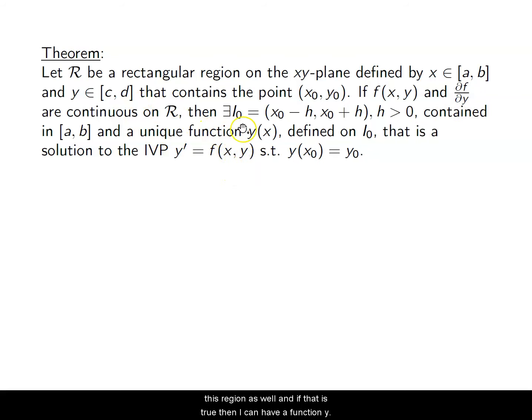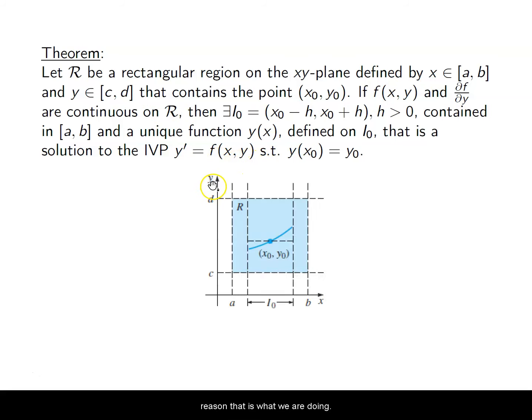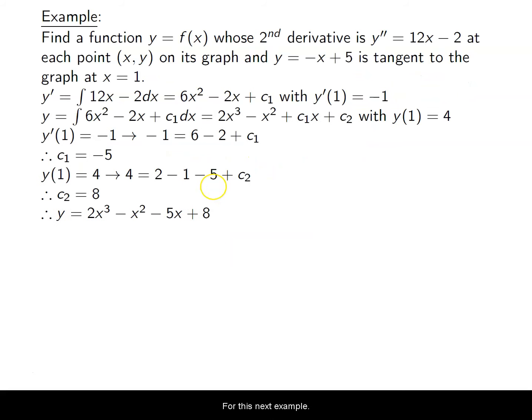And if that is true, then I can have a function y that satisfies these conditions and is the solution to this DE, right? So y is the solution. f of x,y is the equation that my derivative is equal to. So I need to put everything on the right hand side except for my derivative. Then check to make sure that that function is continuous over whatever region has been specified, and that its first partial is also continuous over that region. That is what we are doing for this next example.